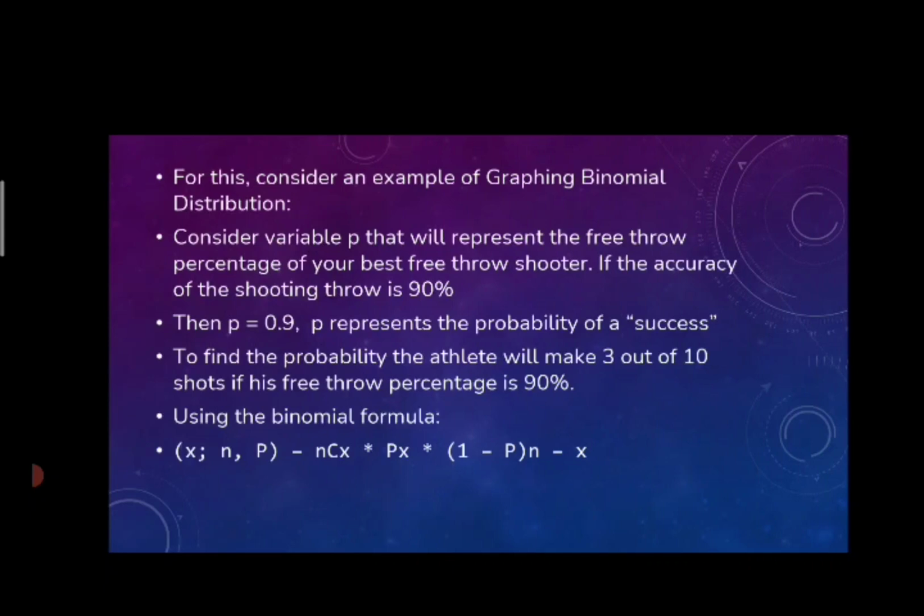To find the probability that the athlete will make 3 out of 10 shots if his free throw percentage is 90, use the binomial formula: nCx into p^x into (1 minus p)^(n minus x).